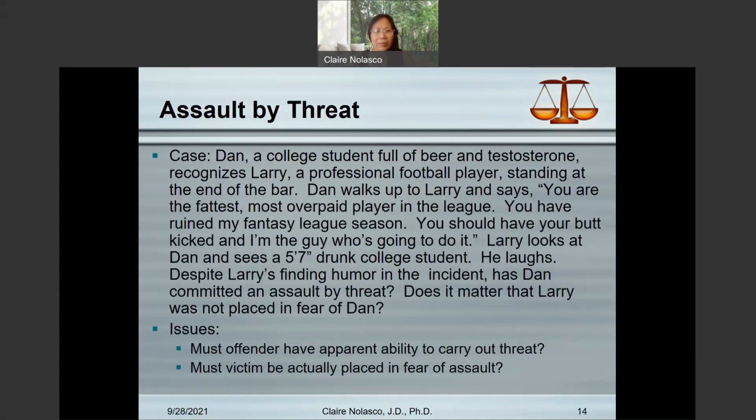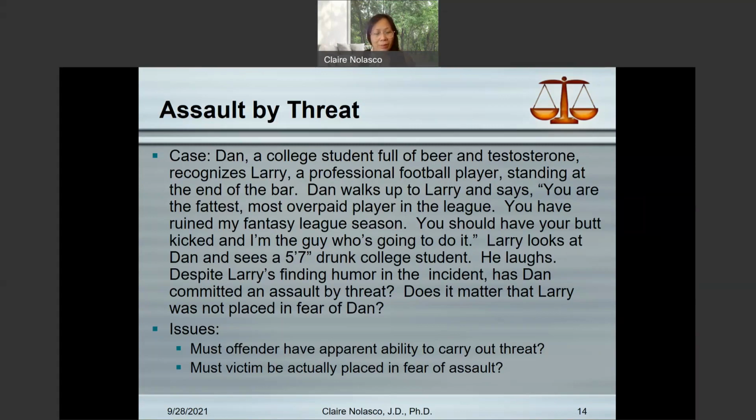Let's look at this next case. Dan, a college student full of beer and testosterone, recognizes Larry, a professional football player, standing at the end of the bar. Dan walks up to Larry and says, "You are the fattest, most overpaid player in the league. You have ruined my fantasy league season. You should have your butt kicked, and I'm the guy who's going to do it."